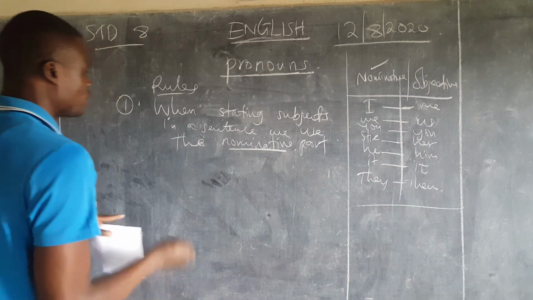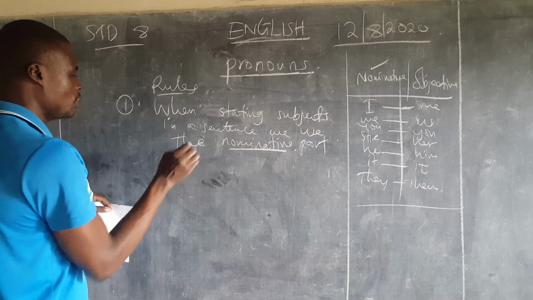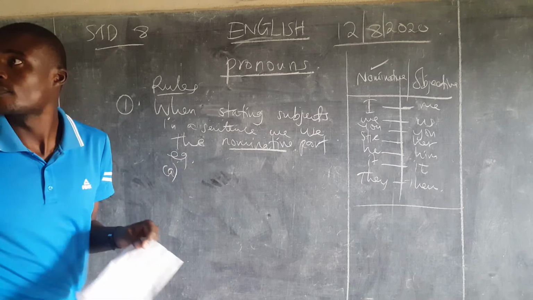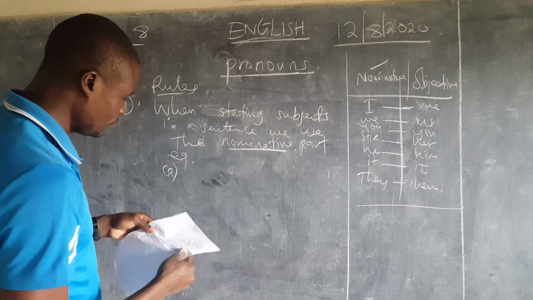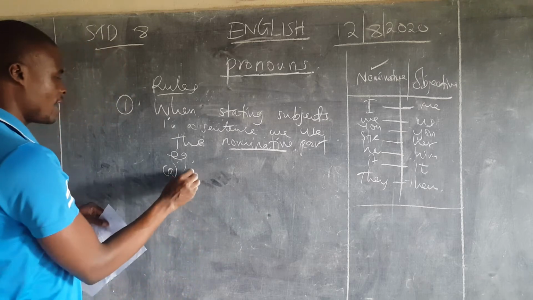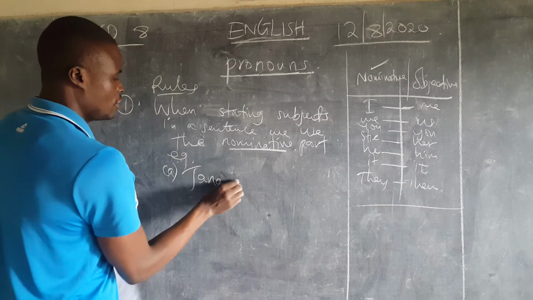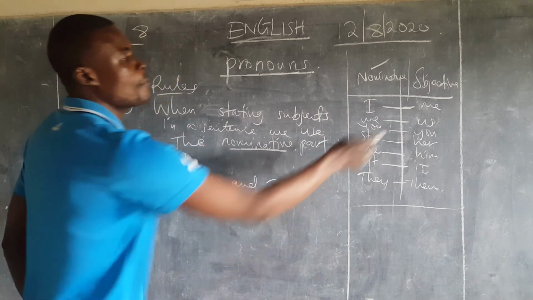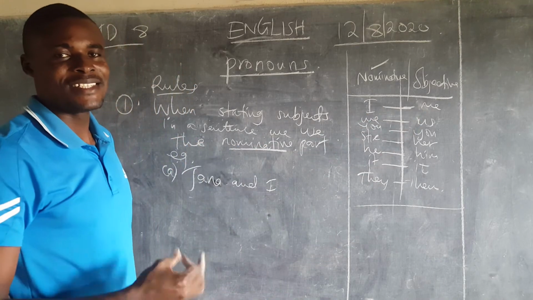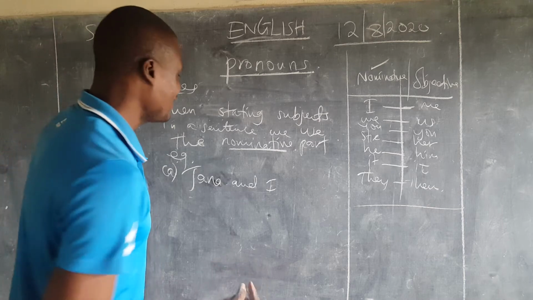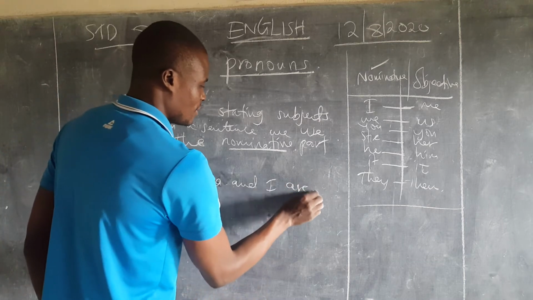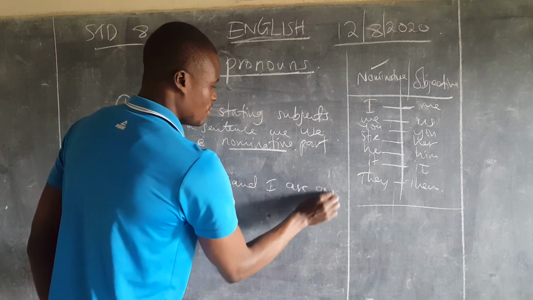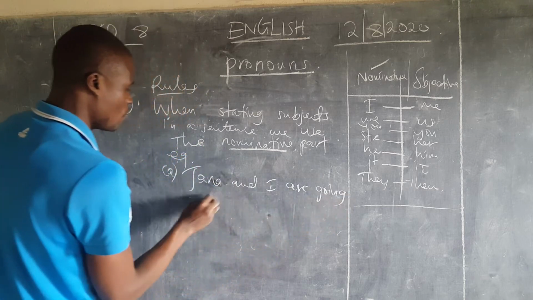I'm going to give two examples here. Example A: we may talk of Jane and I. Jane and I. I've used that. You can't say Jane and me are going home. Jane and I are going home.